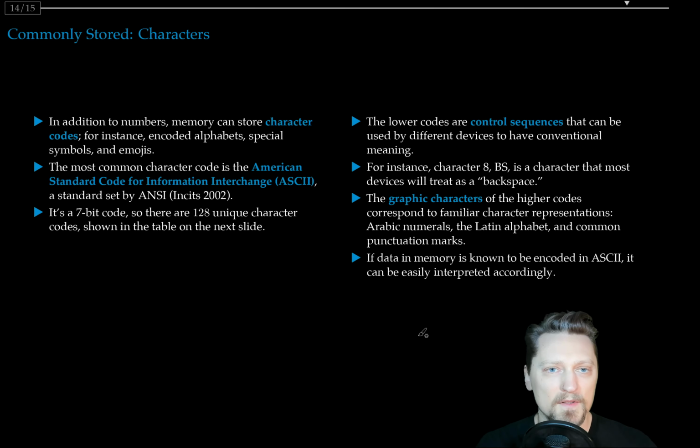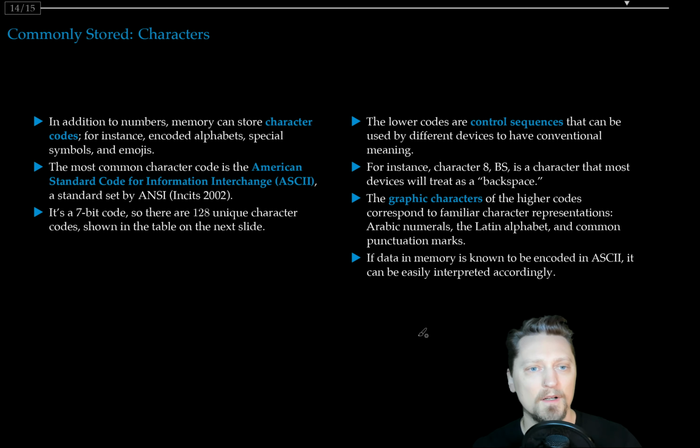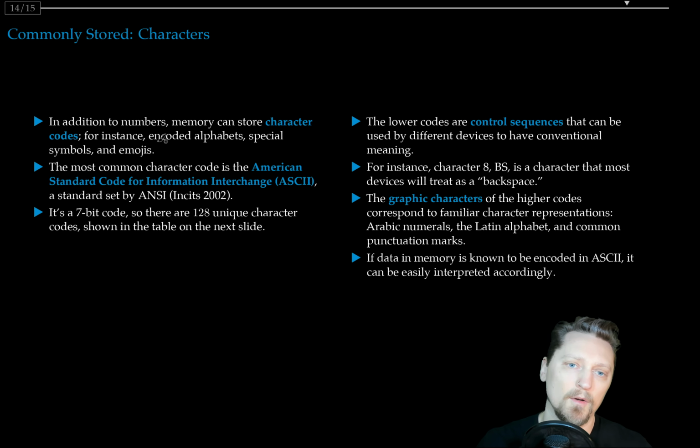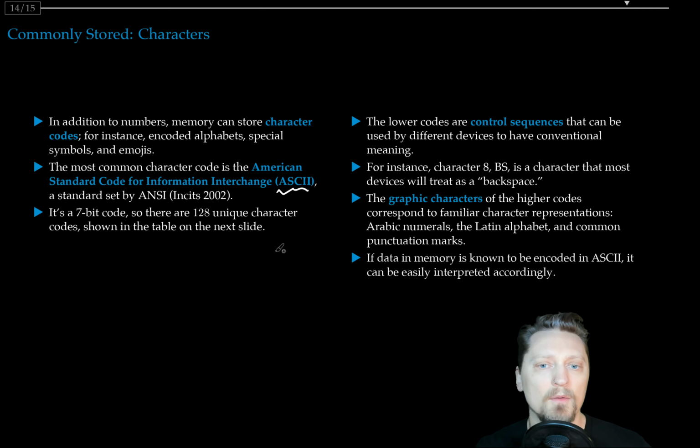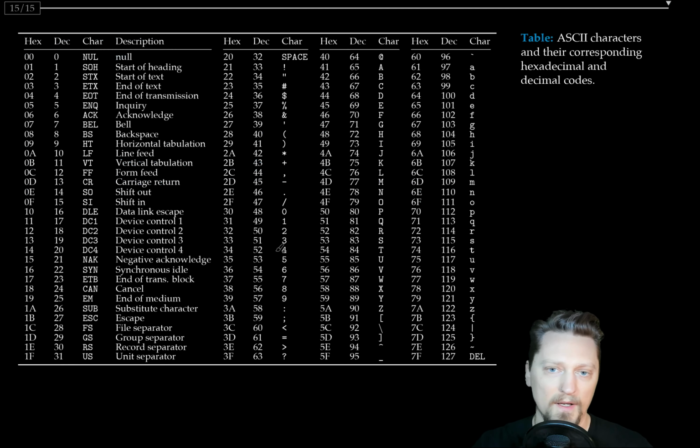The last thing we'll consider are characters that can also be stored in memory. In addition to numbers, memory can store character codes. For instance, encoded alphabets, special symbols, and emojis. The most common character code is the ASCII code, which is a standard set by ANSI. It's a 7-bit code, so there are 128 unique character codes, shown in the table on the next slide. We'll take a glance at it here.